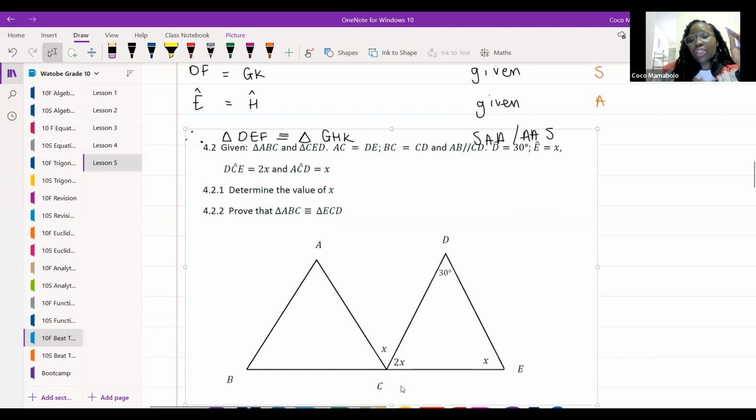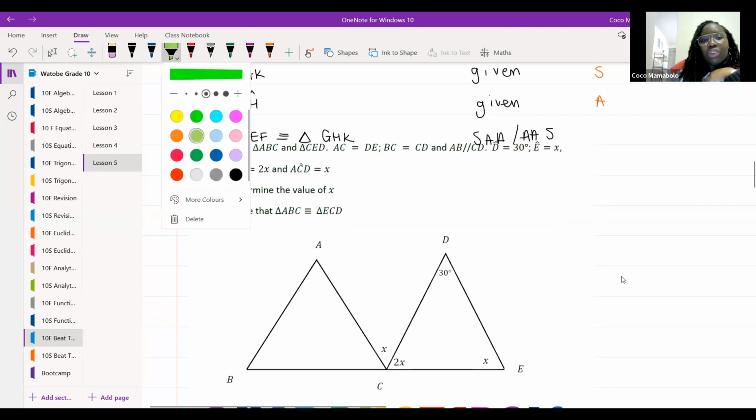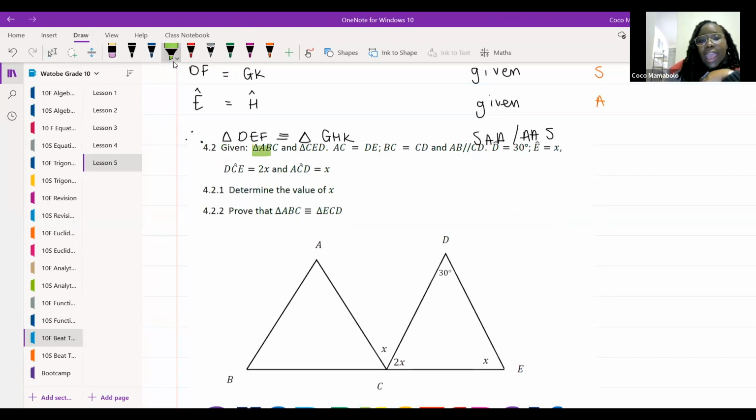All right, so our next question here says, we have been given two triangles. We've been given triangle ABC and triangle CDE. And then they say to us that AC is equal to DE. So I'm going to go in and put this down. I'm going to say AC, that one, is equal to DE. Good. What other information do they give me, guys? Read it out. Have a look. What other information have they given me?